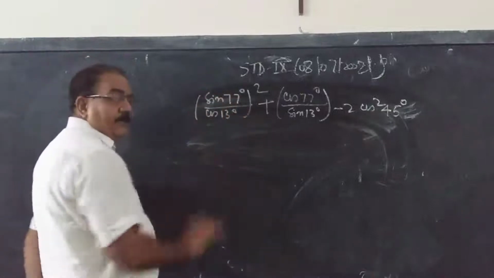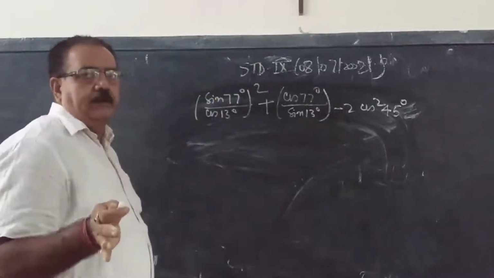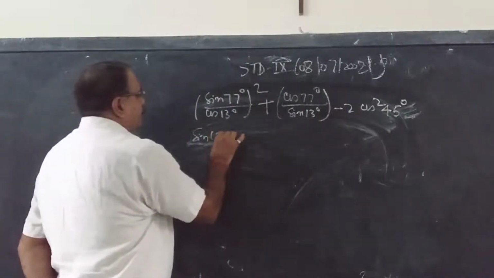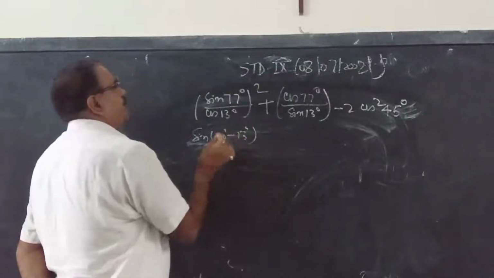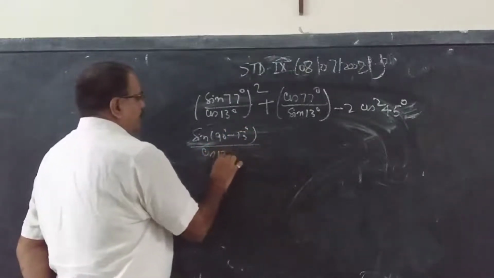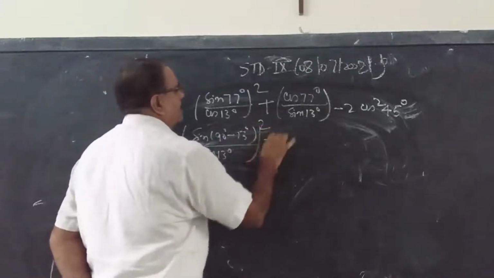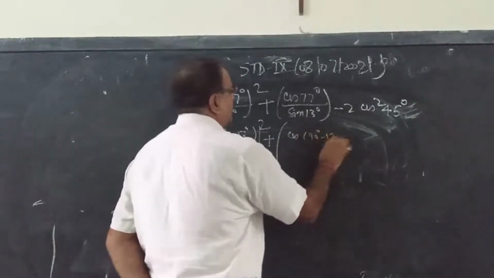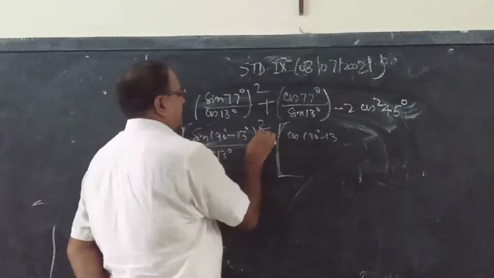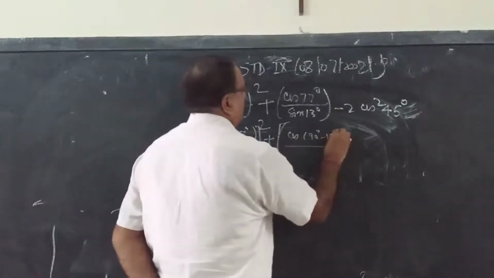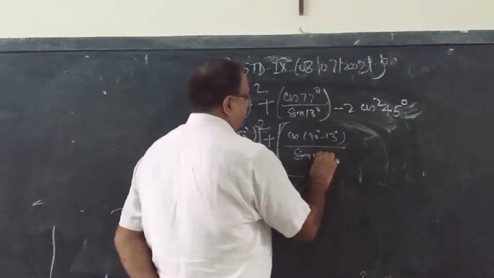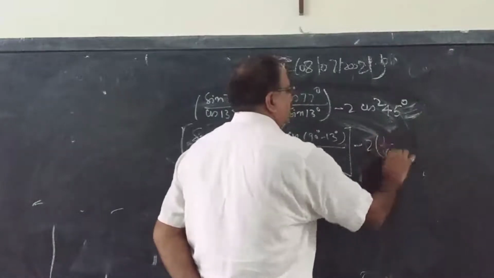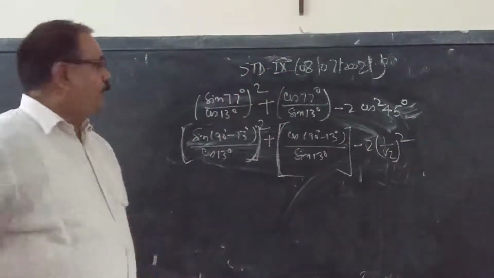Let us convert the first one, the numerator. You can convert numerator or denominator, any one. I am converting sine. So sine, how much do we subtract from 90 so that it becomes 77? 13. And here cos 30 degree, there is the square. Plus, again convert this one, cos of 90 degree minus 13, by sine 13 degree. Minus 2 times cos 45, which is 1 by root 2. Since it is a standard angle, we have to put the value 1 by root 2.